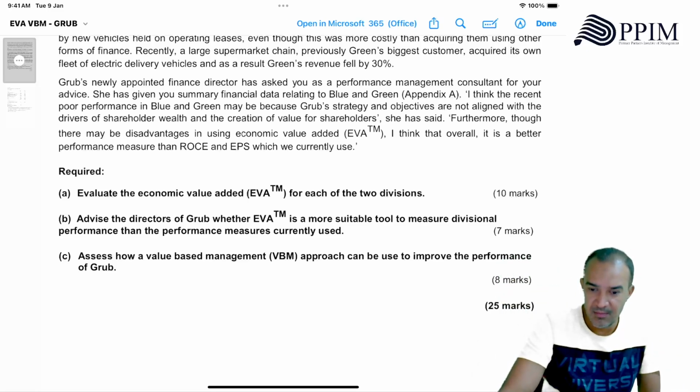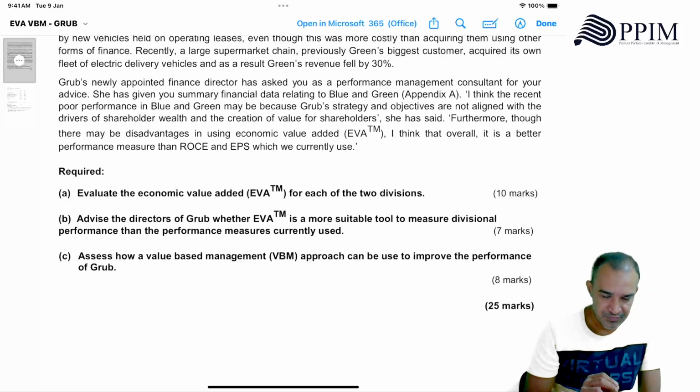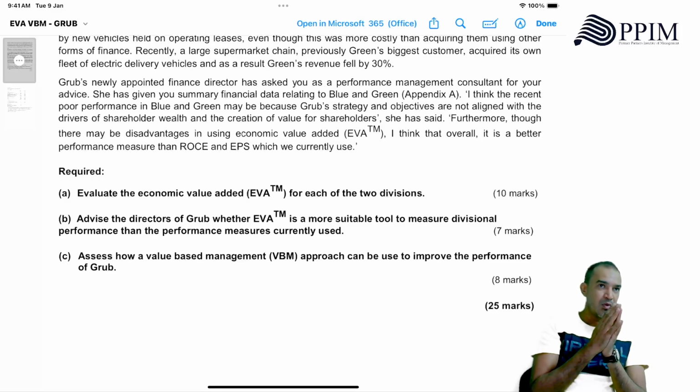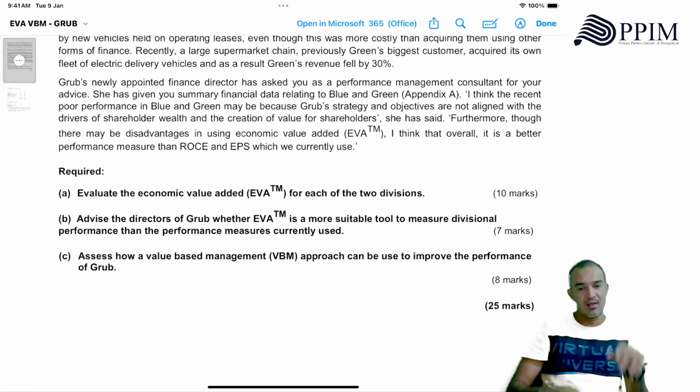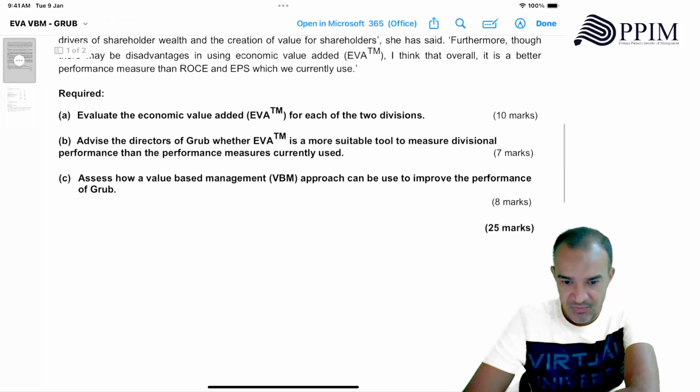And suggest whether EVA would be a better choice. Then assess how a BBM approach can be used to improve the performance of G. So that is basically advantages of EVA. You understand how BBM approach can be used to improve the performance of G. Of course, we need to tilt it towards, okay, EVA is predominantly a measure, but to get positive EVA, how do we change our activities, get the focus towards shareholder value maximization, right? So first let's do this one, economic value added for each of the two divisions.